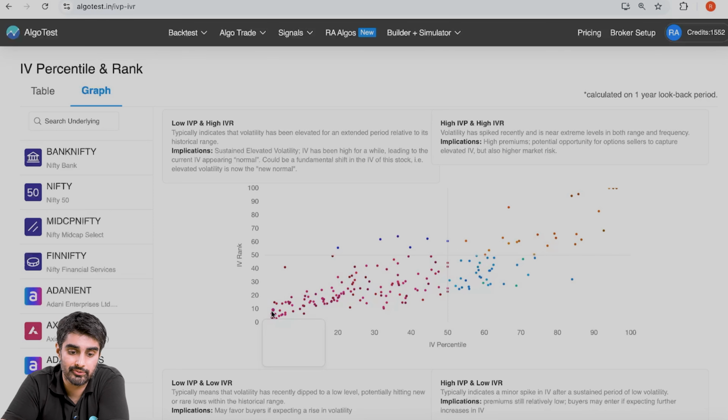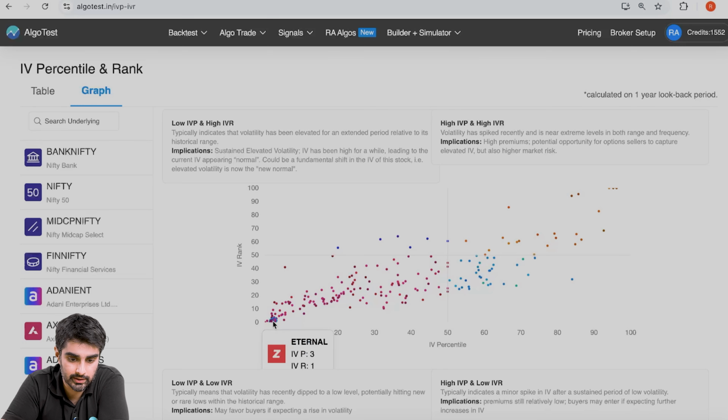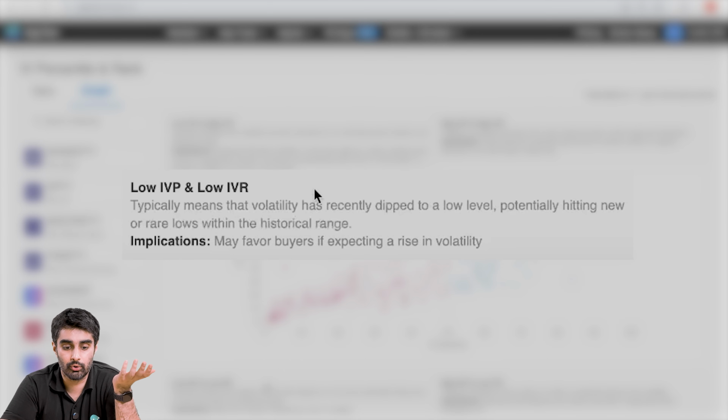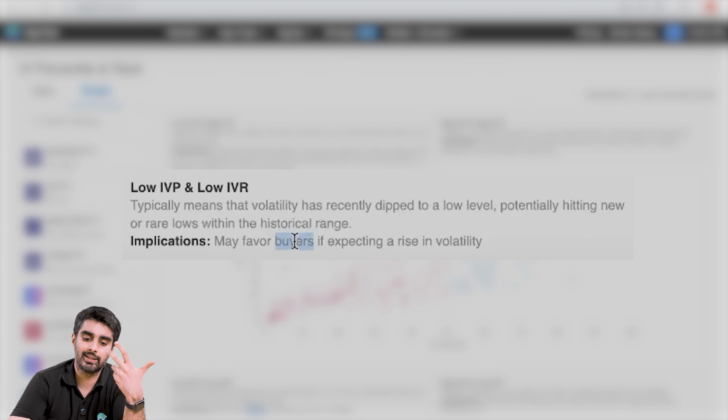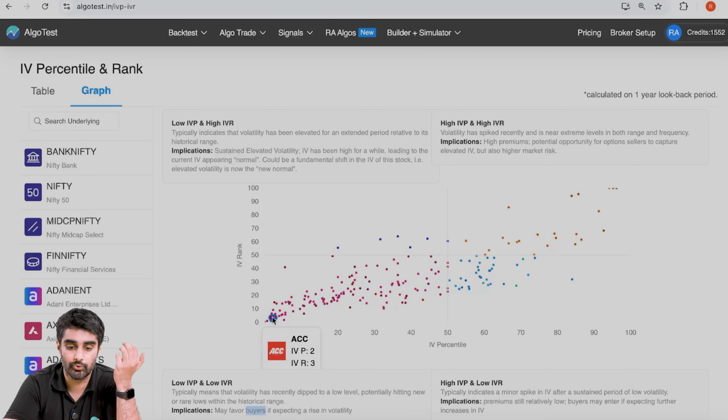This is the other quadrant, which is, volatility is low. So this is the second quadrant where IVP and IVR are both low. What I see over here are the names where IVP and IVR are very close to zero, and low means volatility has just dipped down to a low level, potentially hitting new or rare lows within the historical range. If you're expecting a rise in volatility, you can buy. But again, a lot of the times, volatility is low.